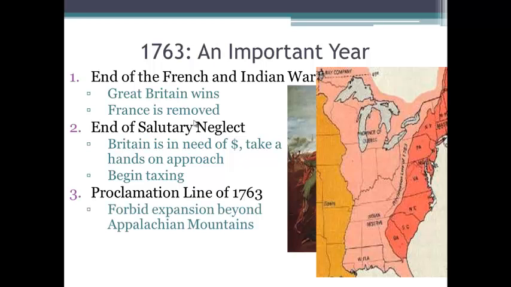Why are the colonists upset about this? Well, once again, the colonists felt that the war was over between the British and the French. It would give them a new opportunity to move west, take advantage of natural resources, start new farms. Now, all of a sudden, once the war is over, the British are coming in and telling those American colonists, nope, no go. You have to stay east of the Appalachian Mountains.